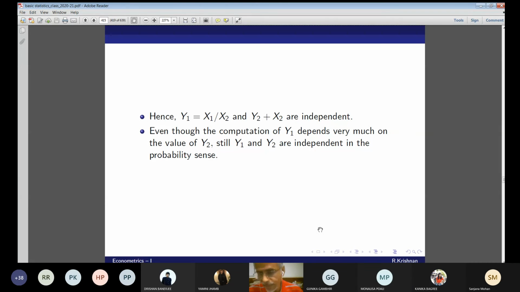Let X1, X2 be independent random variables, each with PDF f(x) equal to e to the power minus x, for 0 less than x less than infinity. This is quite a normal distribution. What is this? Exponential distribution. Standard exponential distribution. Can you see this?